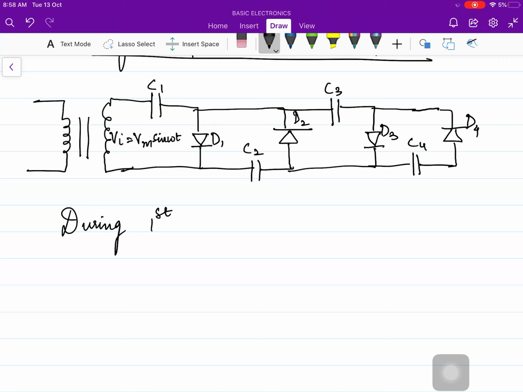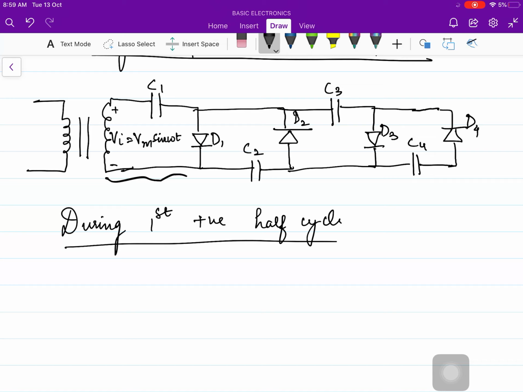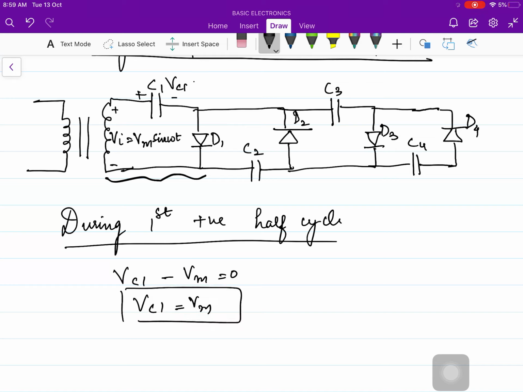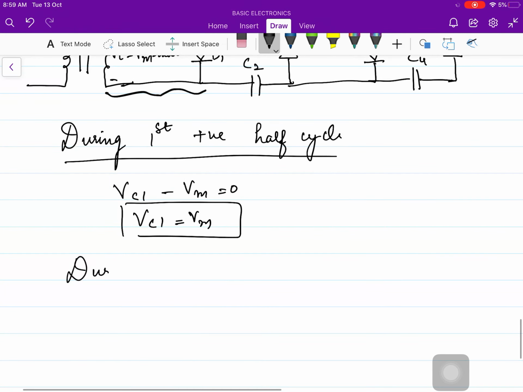First of all, during first positive half cycle, I hope everybody must understand that C1 will be charged because D1 will be conducting. Apply the KVL only in this portion. So you will get the direction of this like this. So VC1 plus minus Vm is equal to 0 and VC1 is equal to Vm. So we have got VC1 equals Vm.